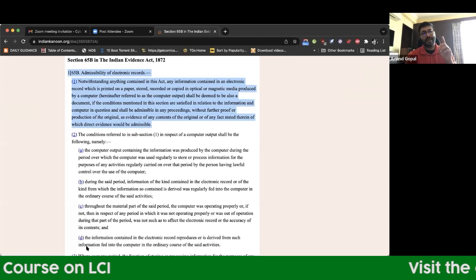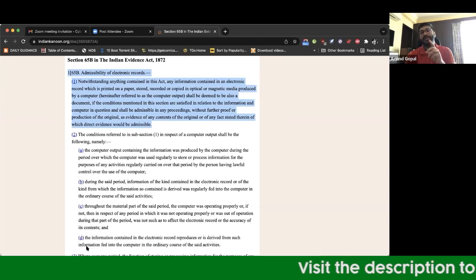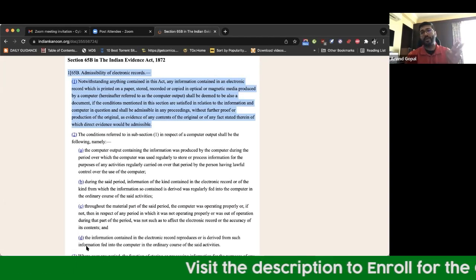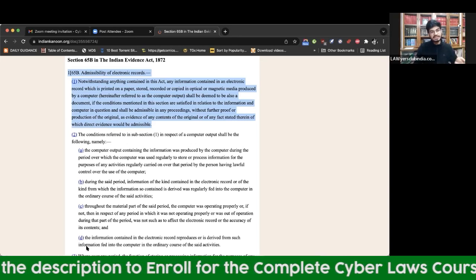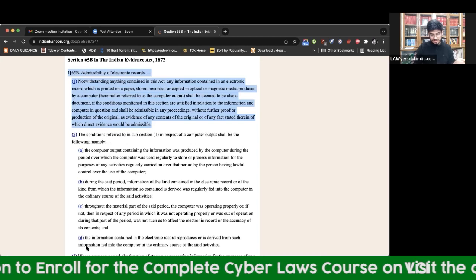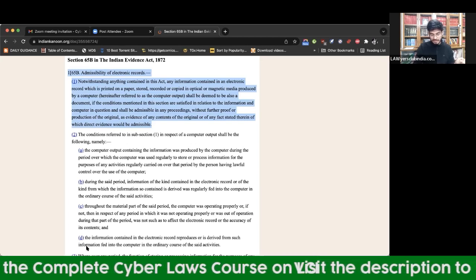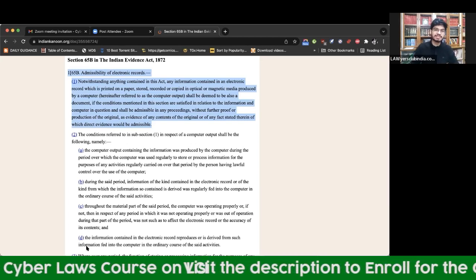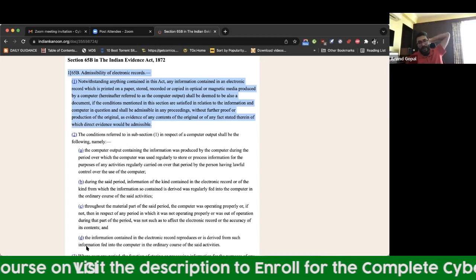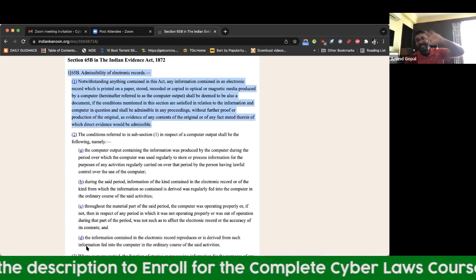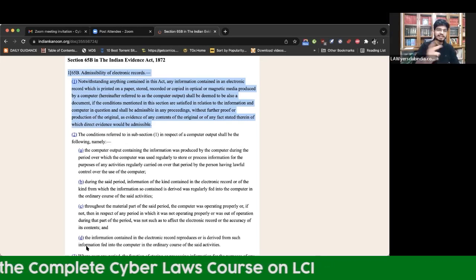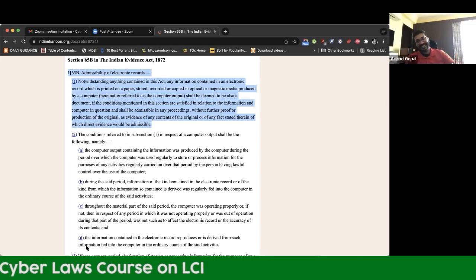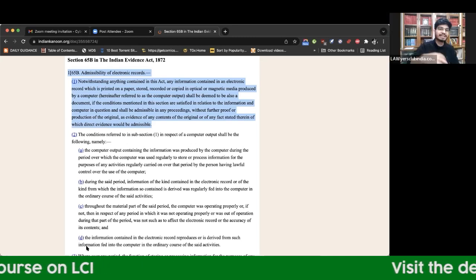65A, if I remember correctly, talks about secondary evidence, which encompasses electronic records, correct? No, sir. It's 65A, sir. 65A is: the contents of electronic records may be proved in accordance with the provisions of 65B. Oh, 65B, correct. Sorry, my bad. That is 65. 65A is not that. 65 is secondary evidence. It will tell different situations where you can bring about secondary evidence.